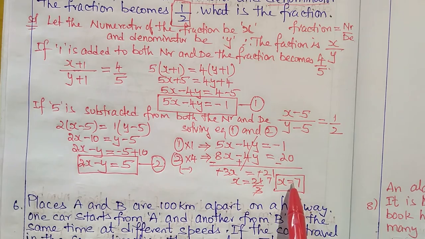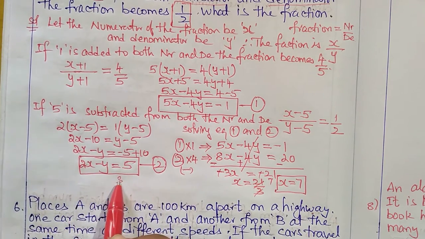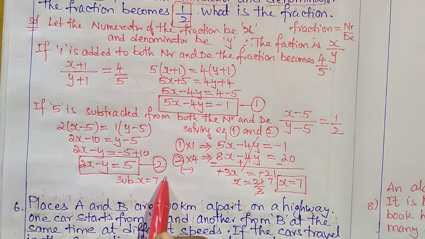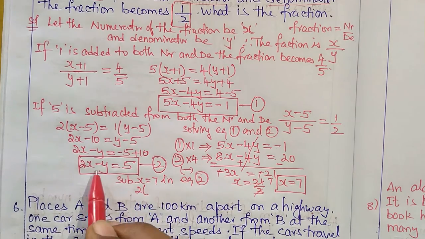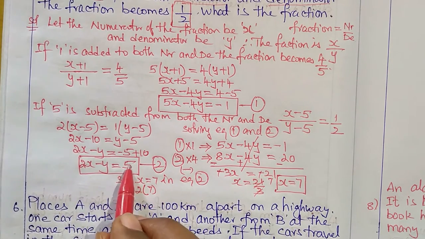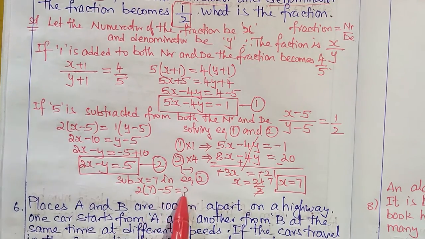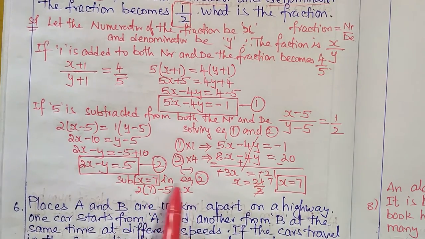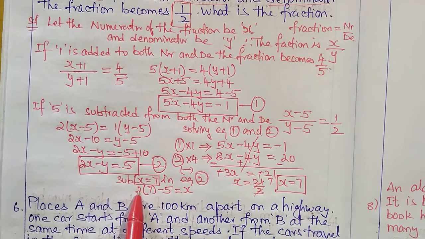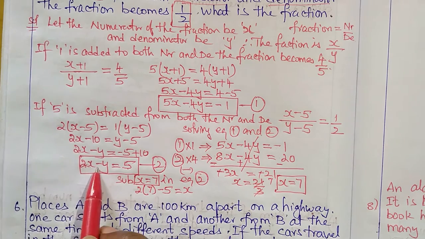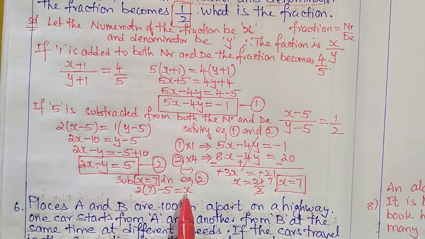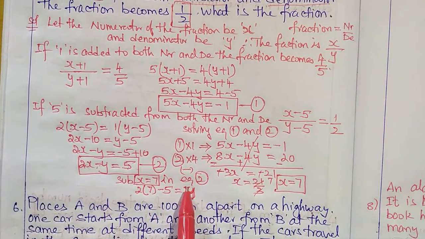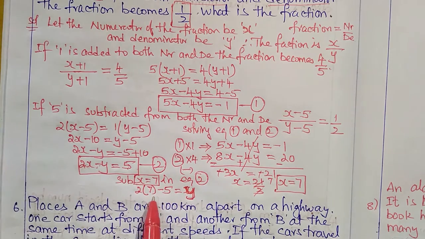Now substitute x is equal to 7 in any one of these equations. I will substitute x is equal to 7 in equation 2. What is equation 2? 2 into x, which is 7. I will bring this 5 to this side, so it becomes minus 5 is equal to y. In the place of x I have written 7, I brought this 5 to this side, and I took this y to this side. Now 14 minus 5 is how much? 9. Therefore, the value of y is 9.